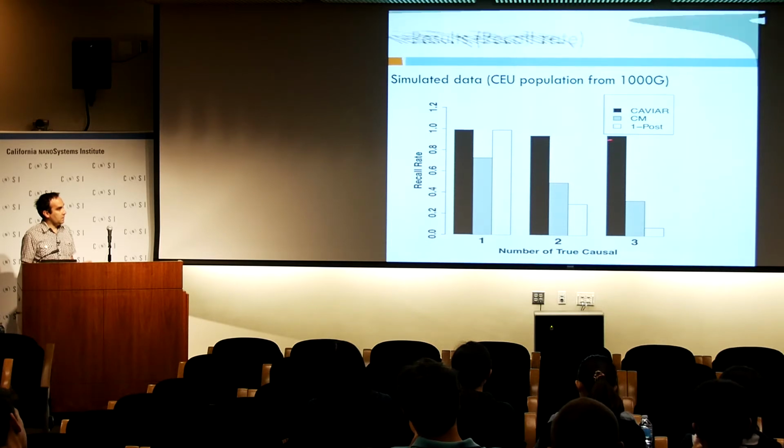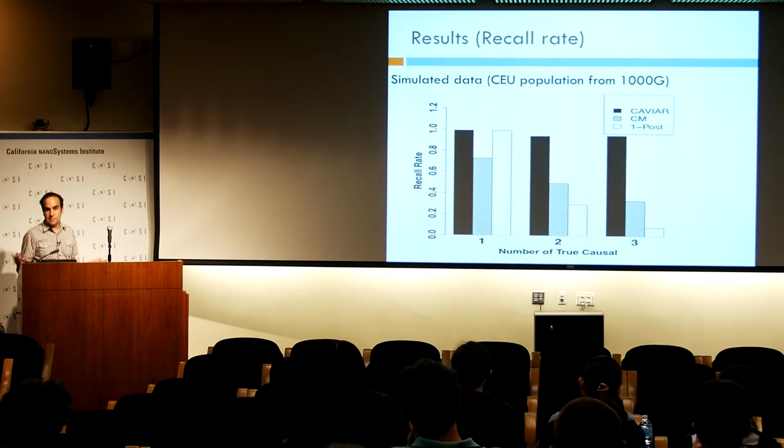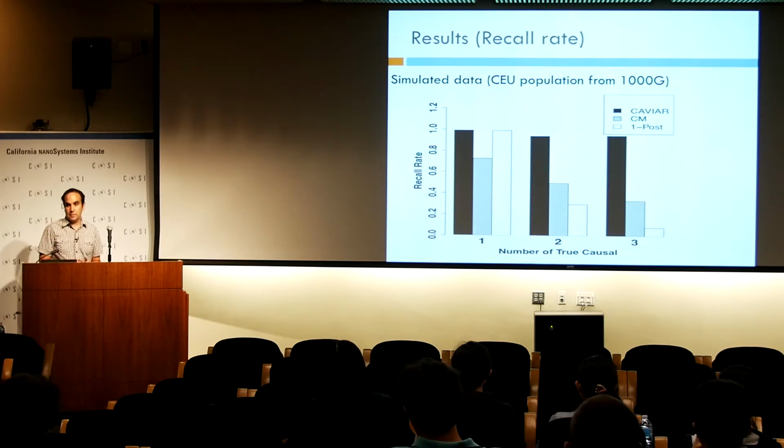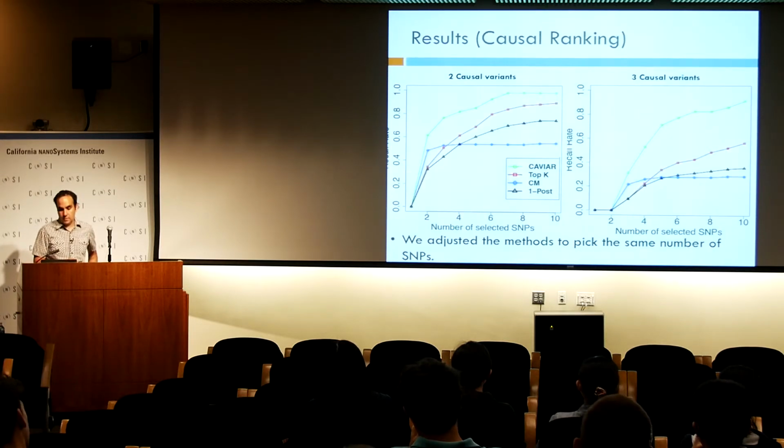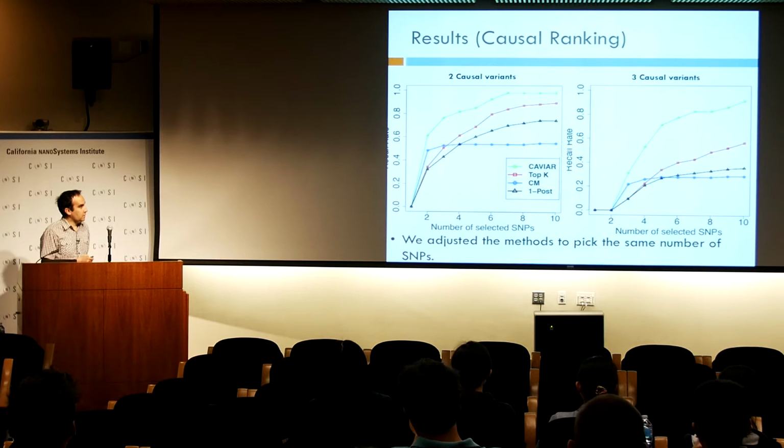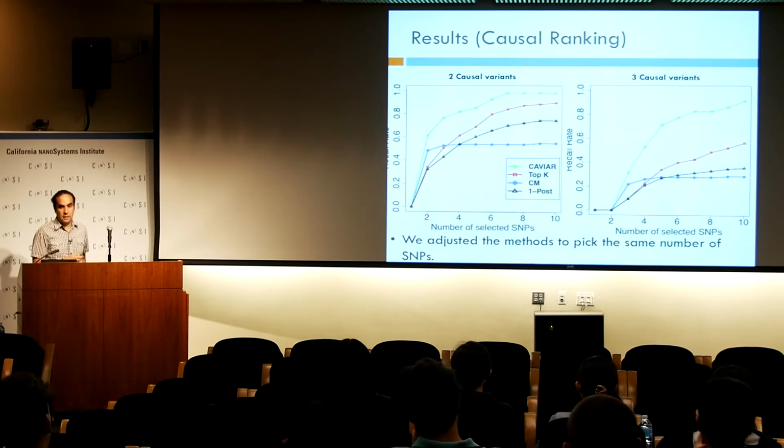With one causal variant, the one-posterior method performs exactly the same as CAVIAR, which makes sense because it's the same method. But when there's more than one variant, it obviously breaks down because it doesn't take that into account. Under 2 and 3 causal variants, CAVIAR obviously has a huge advantage over these methods. So this is the basic method, and now let's talk about how we apply it in some interesting ways.